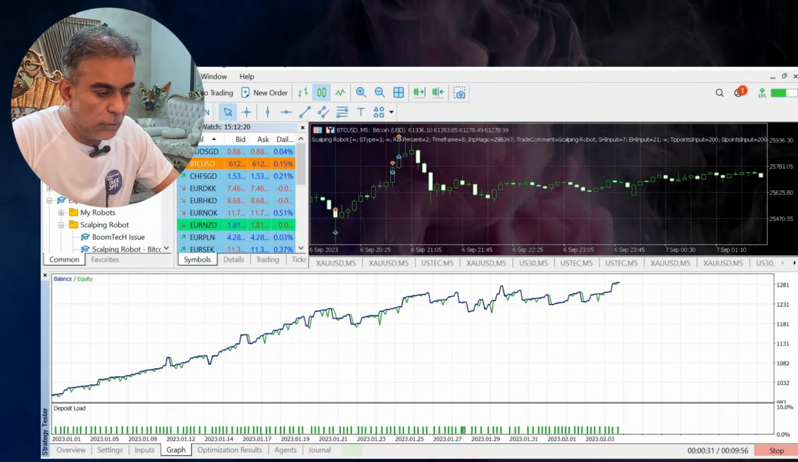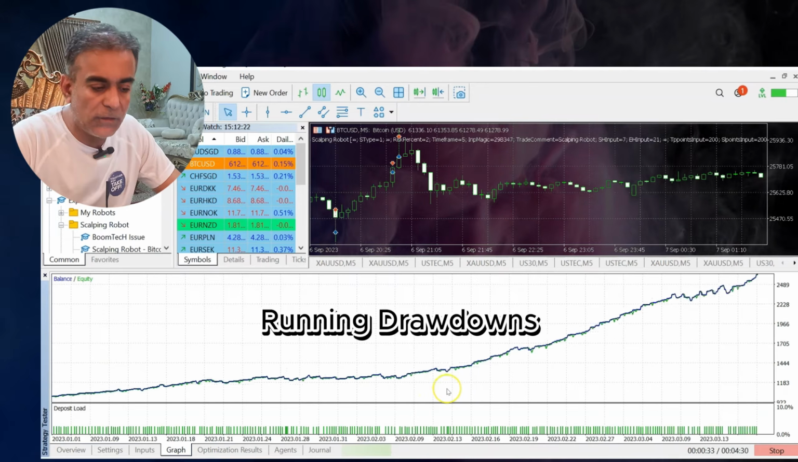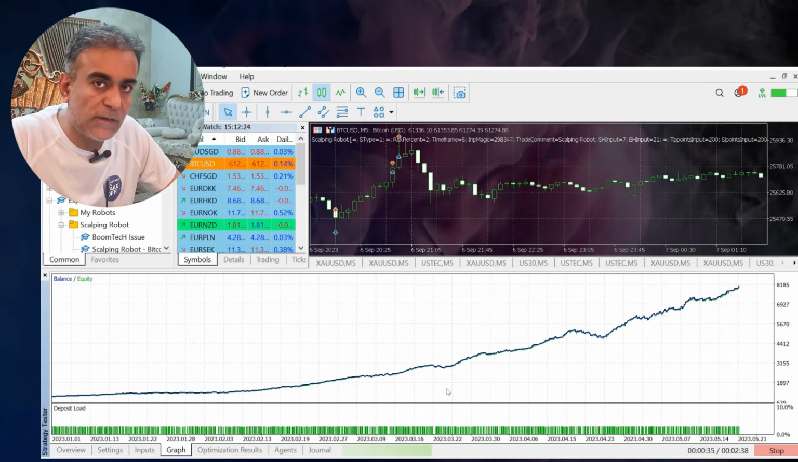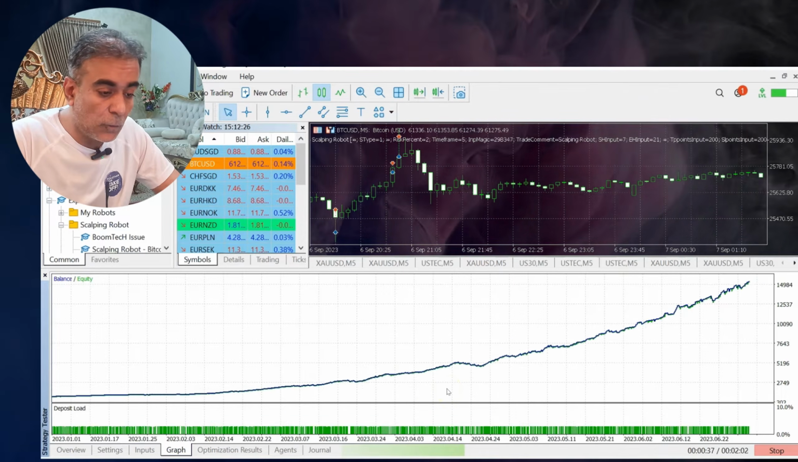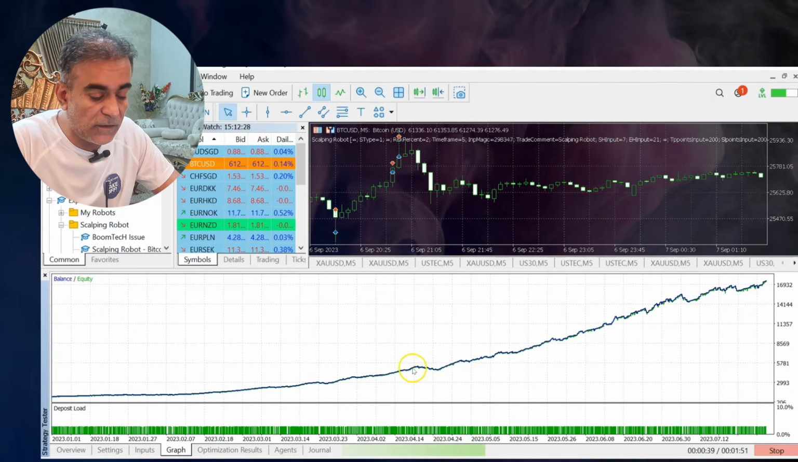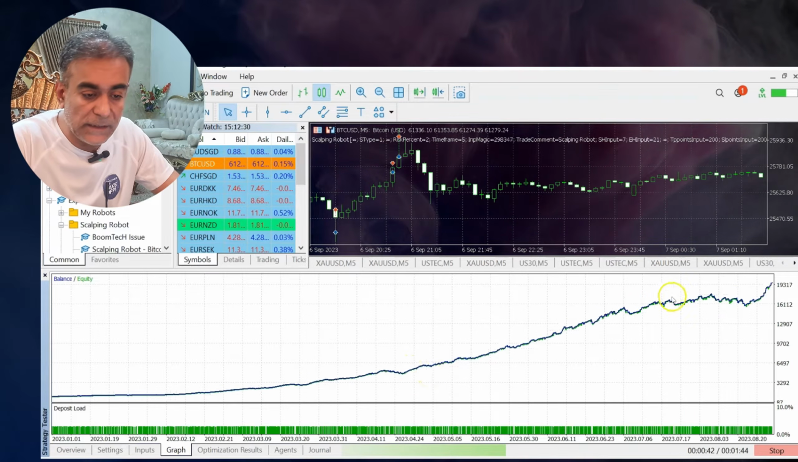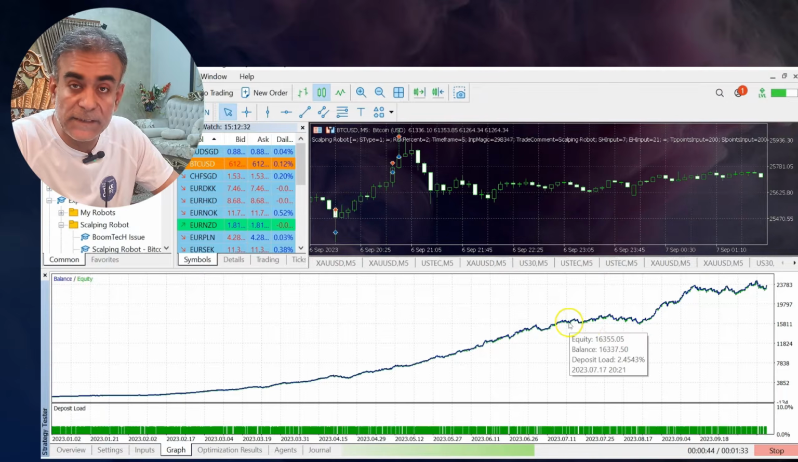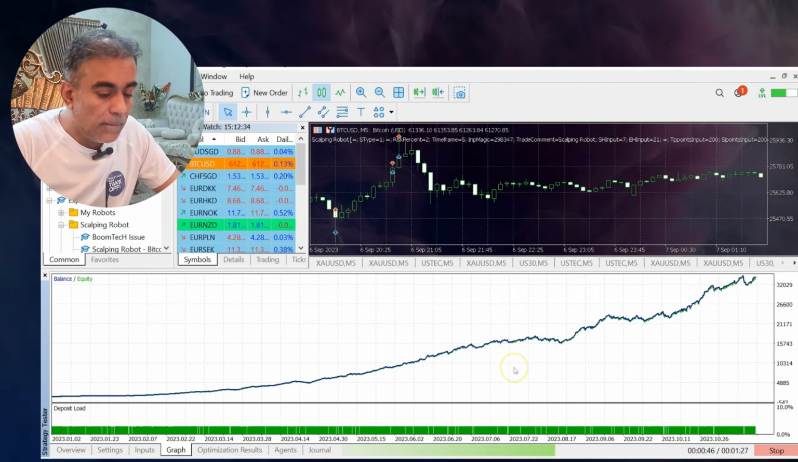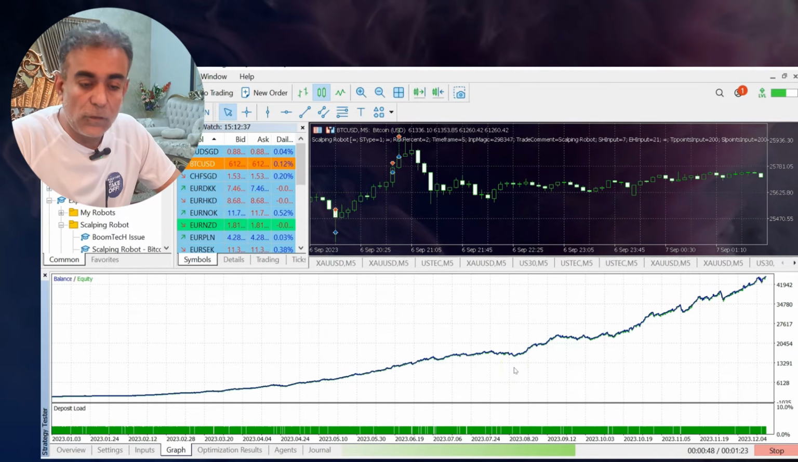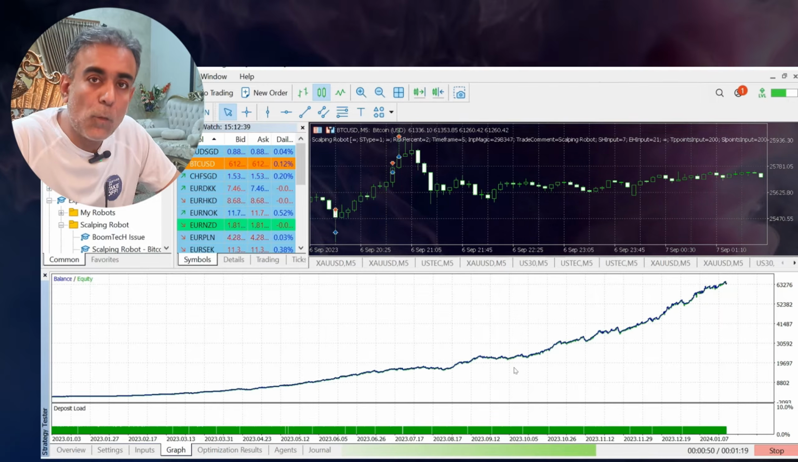Now, the first thing you're going to notice is that there are no running drawdowns, and that is because of a very tight stop loss that we put in place. The second thing to note is that there are periods where there are consecutive losses. There are periods when the EA is stagnant, so for example, between here and here. But overall, if you let the EA run for a longer period of time, it does have more good periods than bad periods.